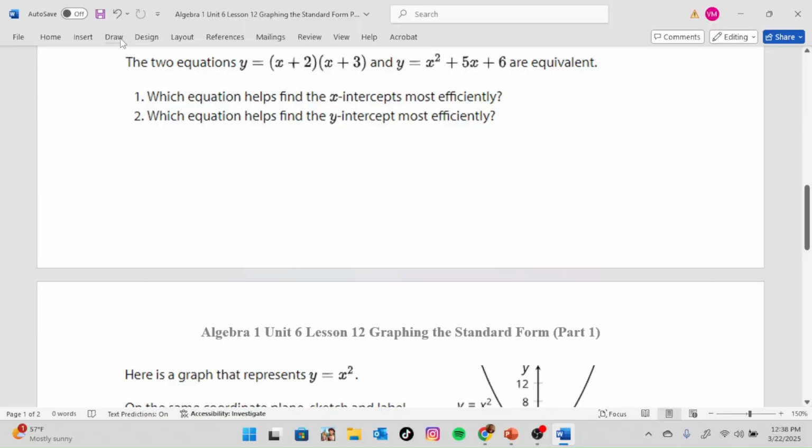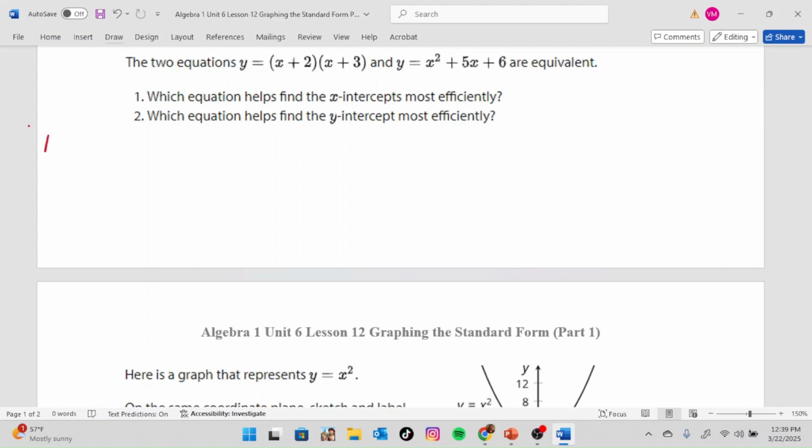Our next practice problem says the two equations y equals the quantity x plus 2 times the quantity x plus 3 and y equals x squared plus 5x plus 6 are equivalent. Number 1 wants to know which equation helps find the x-intercepts most efficiently.